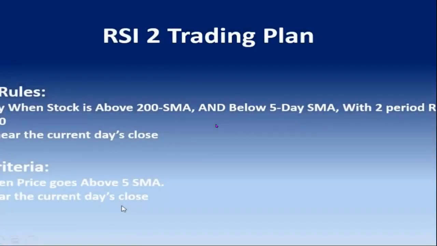So I guess this got cut off a little bit. Apologize for that. So the rules are when the stock is above the 200 SMA and below the 5-day SMA with a 2-period RSI below 10, that's a buy. The exit criteria is very simple. You exit when price closes above the 5 SMA. And you can't see this here, but this setup occurs near the current day's close. And the exit is also at the current day's close. So you do this as late in the day as possible, and you get out as late as possible at the end of the day.